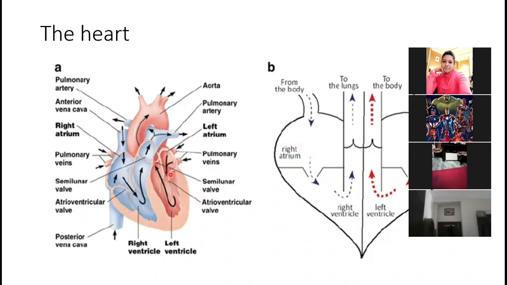Then left atrium entry point to the right atrium.